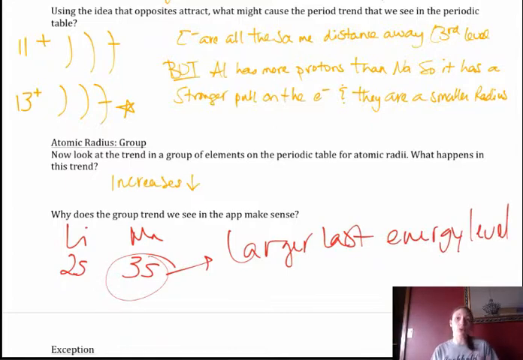That would still hold true with the one below sodium. It would be in the fourth row, so the fourth would be the biggest energy level.